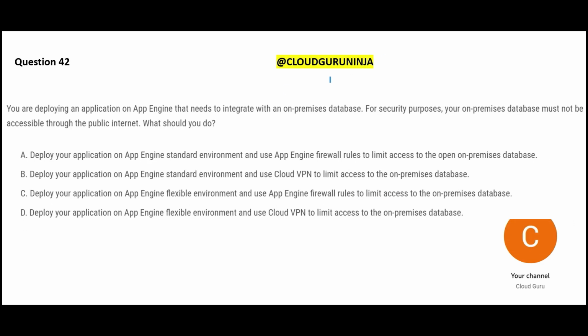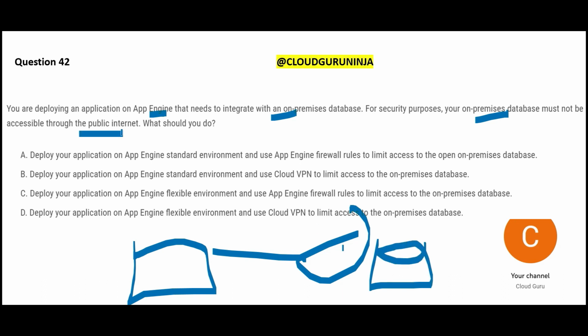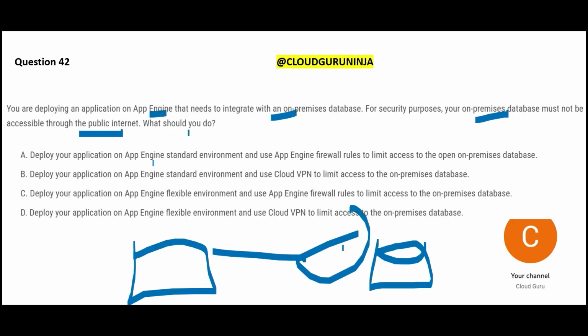Now let us look at question 42. You are deploying an application in App Engine, and you need to integrate with on-premises. So you have this App Engine, you have this on-premises, and you need to integrate them for security purposes. What you're saying is the on-premises database, this circle, has a database, and this database should not be accessible over the public internet. You have to shield it. What will you do here? See here in this question, there are two options with standard environment and two options with flexible environment.